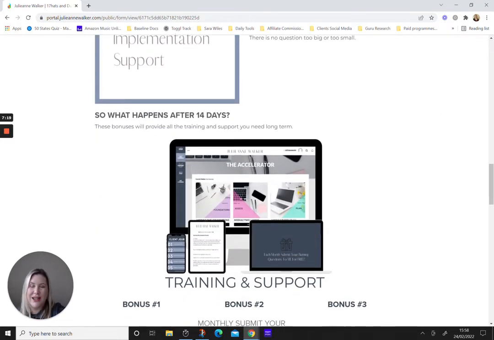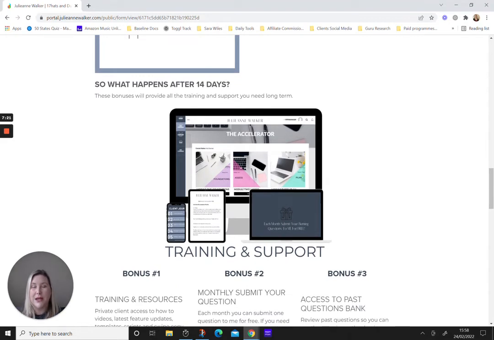The next section is... Because my specific service is a piece of project work, I don't want them to feel like once the project's done, that's it, you're never going to hear from me again. So I do believe in supporting my clients long term. So I want them to know what happens after 14 days of working with me. And that's why I detail out what happens next after the project's done, what the next steps are.